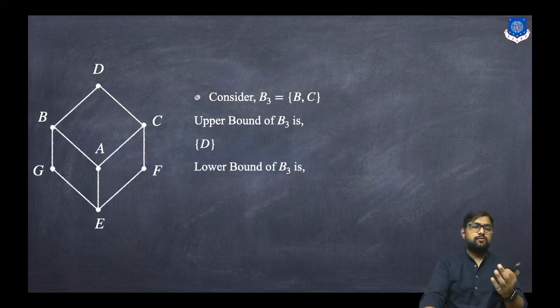And next, what are the lower points? So G, A, E and F, they are the lower points. Now we can go from G to B, but we cannot go from G to C. So G won't be there. In the same manner, F cannot be a lower bound. So what are the left? A and E. Now we can go from E to B, E to C, and also A to B and A to C. So that means A and E will be the lower bounds.